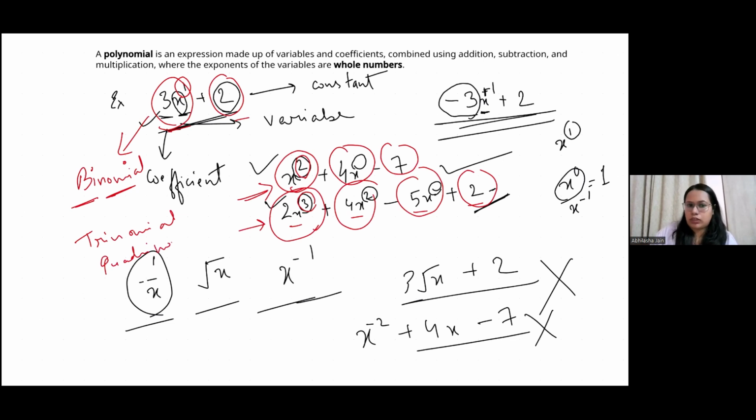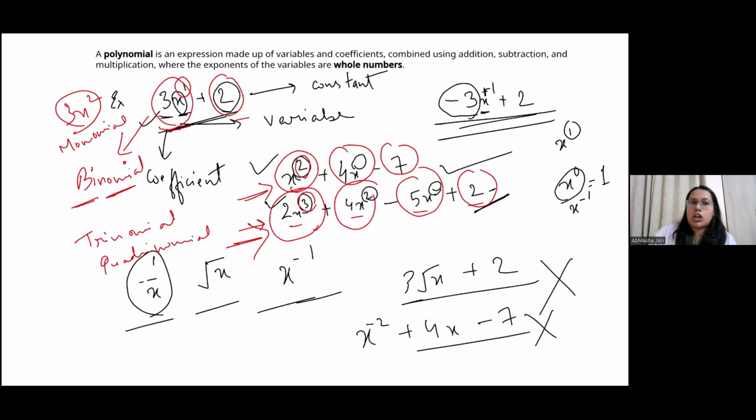Or you can just call it polynomial. If it was just 3x squared, this is a monomial. Okay? These are the different names. Now that is based on the number of terms.